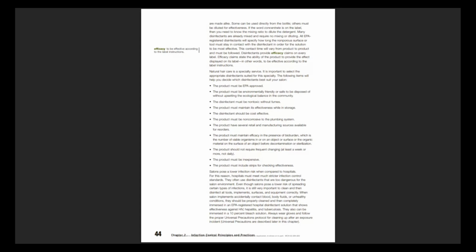Natural hair care is a specialty service. It is important to select the appropriate disinfectant suited for its specialty. The following items will help you decide which disinfectants best suit your salon. The product must be EPA approved. The product must be environmentally friendly, or safe to be disposed of without upsetting the ecological balance in the community. The disinfectant must be non-toxic, without fumes.